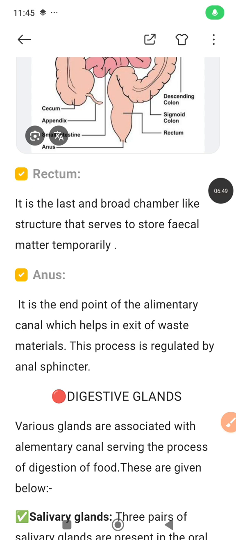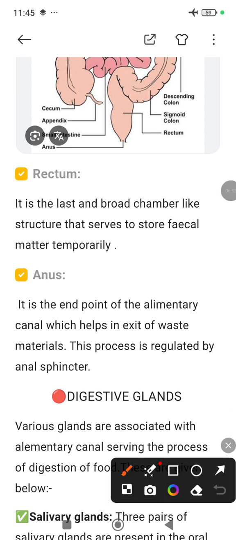The next portion of the alimentary canal is the rectum. You can see the structure of the rectum. It is the last and broad chamber-like structure that serves to store fecal matter temporarily, which is undigested matter.